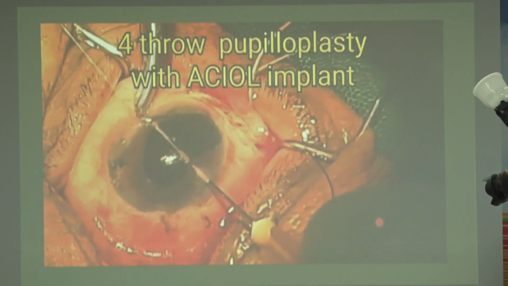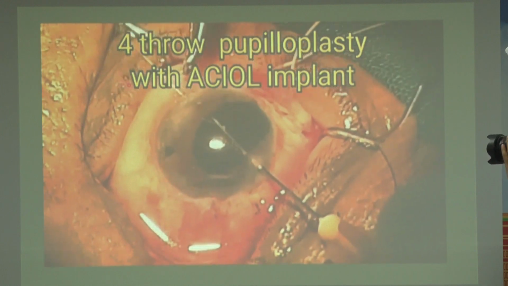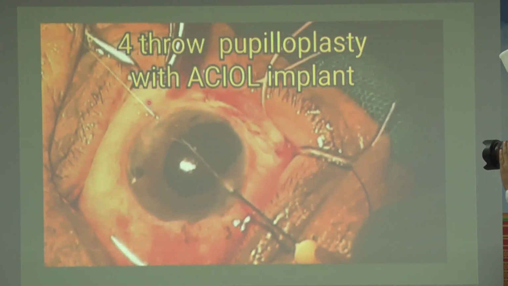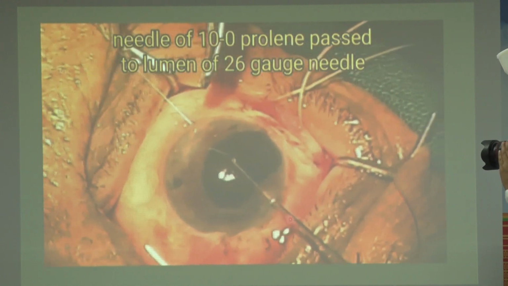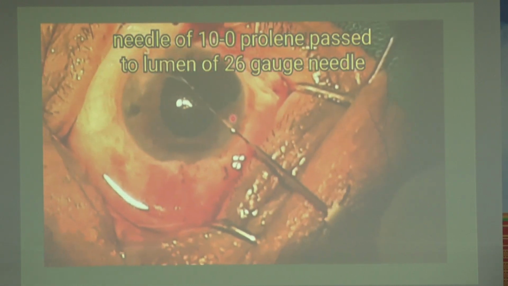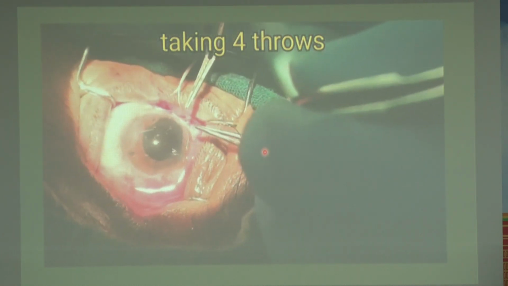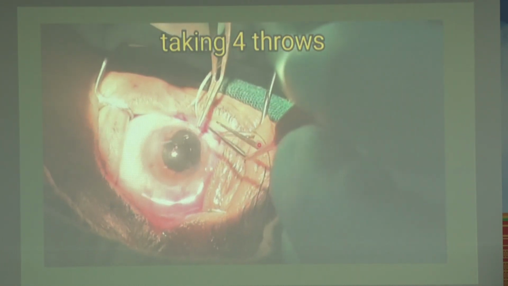So in this video, we can see from one side, I have put this straight needle, Prolene 10-0, and this side it is the 26 gauge needle, and this Prolene is taken out to the other side, and after making a loop, putting the 4 throws, I was able to perform the pupilloplasty.